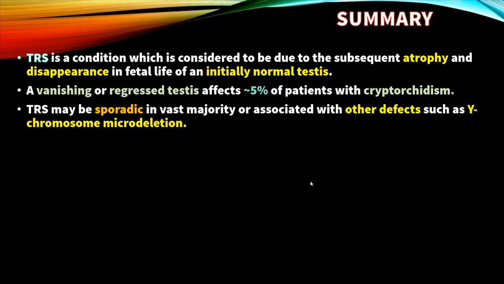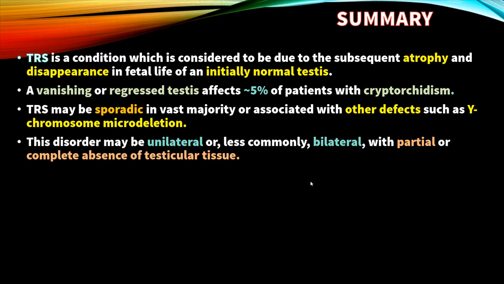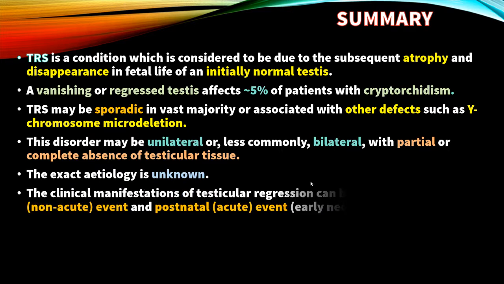TRS may be sporadic in the vast majority or associated with other defects such as Y chromosome microdeletion. This disorder may be unilateral or, less commonly, bilateral with partial or complete absence of testicular tissue. The exact etiology is unknown.